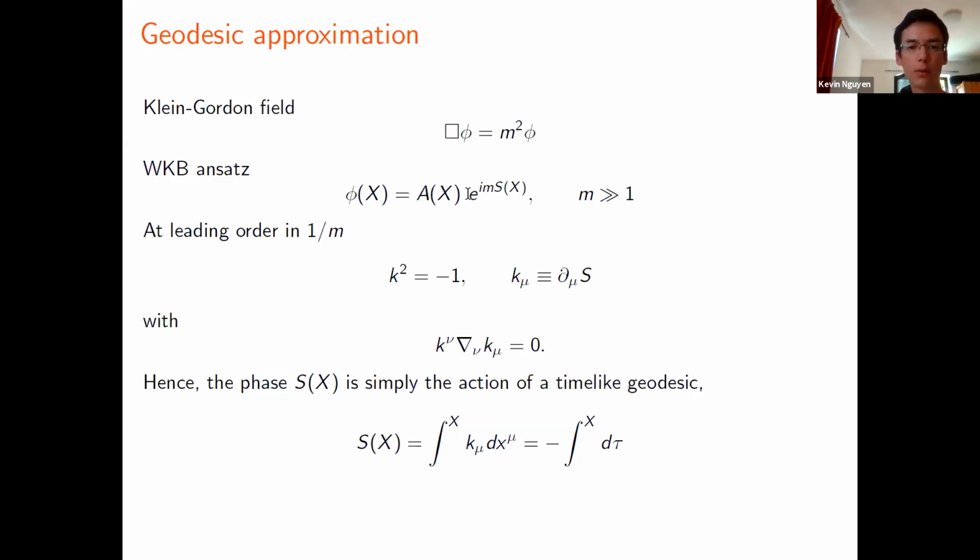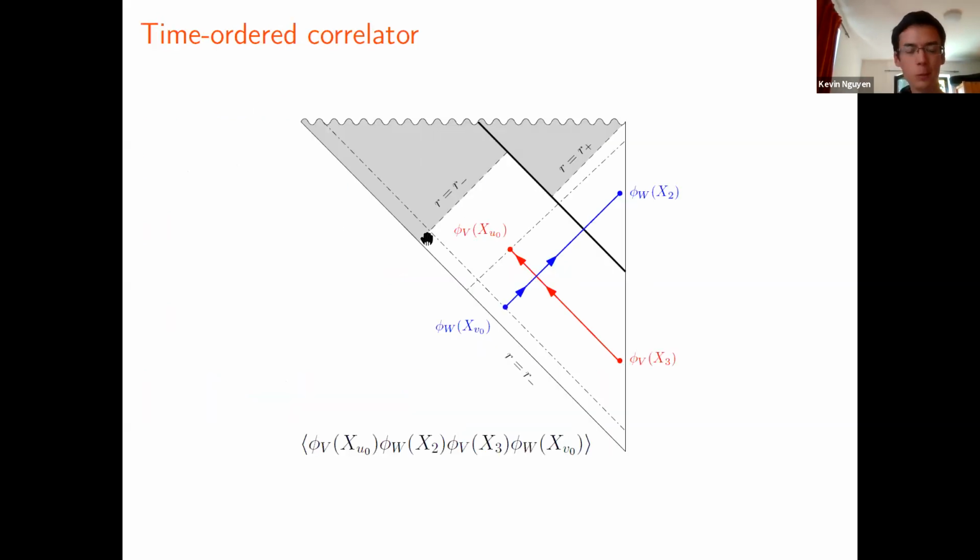And you can solve order by order in 1/m, and you will find some equation for A, and can proceed in this way, but we won't need the information about A for our purpose. Okay, so now let me tell you how to compute this kind of time-ordered 4-point functions in the bulk.